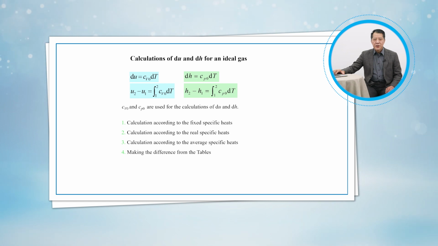1. Integrations to be carried out with the fixed specific heats. 2. Integrations to be carried out with the real specific heats. 3. Integrations to be carried out with the average specific heats. And 4. Make the difference from the tables.